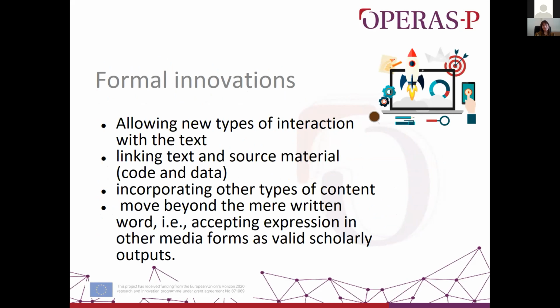First of all, allowing new types of interaction with text. We can not only read it, we can browse it, we can execute it, we can use code, for instance. So text becomes more flexible, more interactive for the reader. Secondly, linking text and source material, be it code or data. That was a really recurring topic. Before digital media, we had footnotes that direct you to some sources used for the paper, which are somewhere in the archive. Now that we can actually publish the data, why not link them together to get a meaningful experience for scholars? This is the idea behind this innovation.